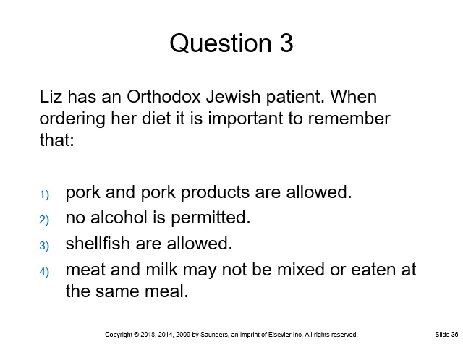The answer is 4. In the Jewish faith, meat and milk may not be eaten at the same meal. Pork products and shellfish are not allowed. Alcohol is allowed in the Jewish faith.